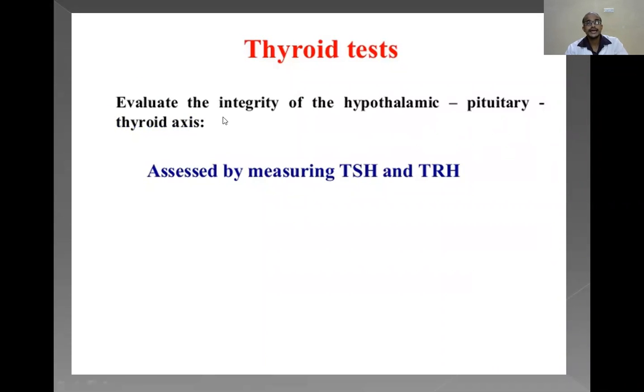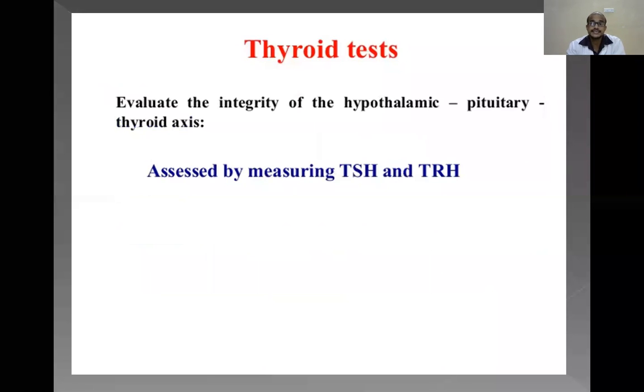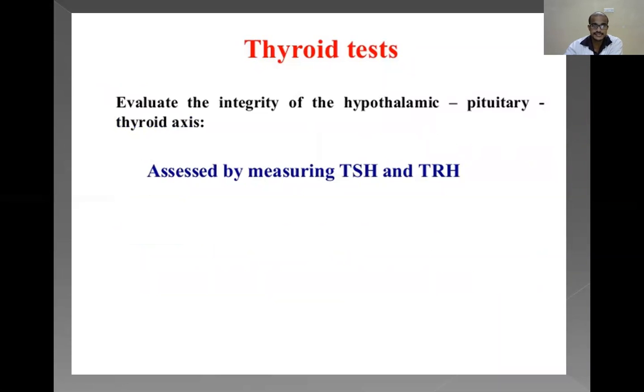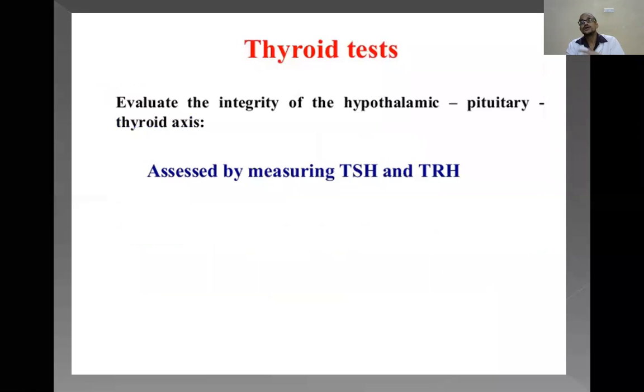And to evaluate the integrity of the hypothalamic pituitary thyroid axis, assessment of both TSH and TRH simultaneously is necessary. Okay, to assess whether the defect is in the thyroid gland, or the defect is in the pituitary gland, or the defect is in the hypothalamus. To know this, the combined measurement of T3, T4, TSH and TRH is done. Okay, this is the hypothalamic pituitary thyroid axis.